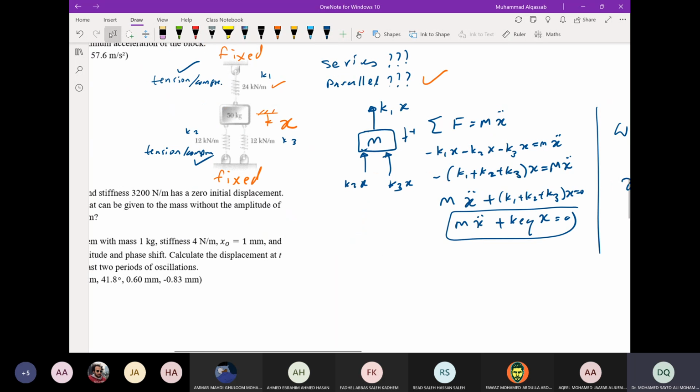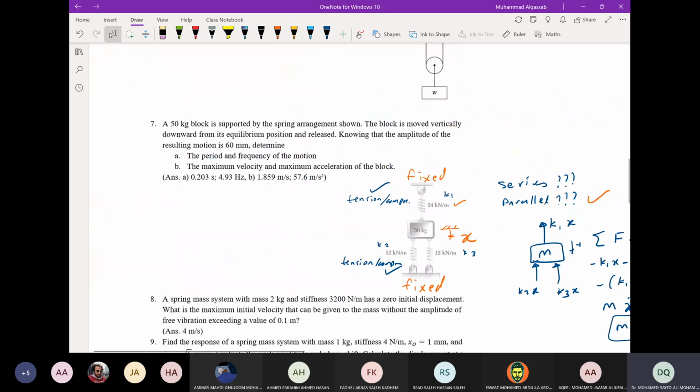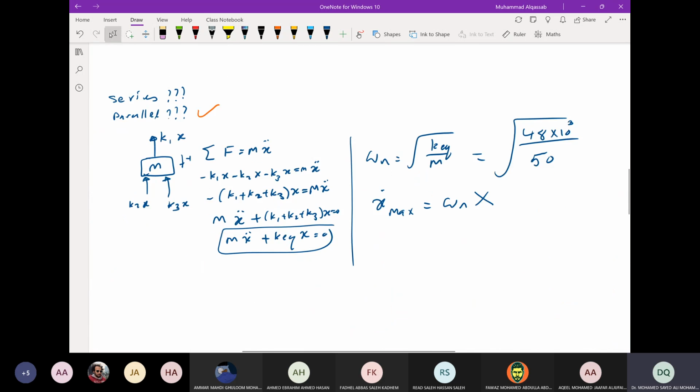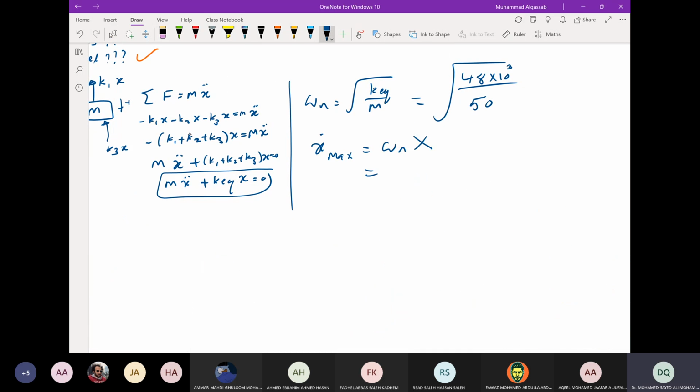How much is x? We called it before A. Knowing that the amplitude of the resulting motion is 60 millimeters, it is given. So X is the amplitude A, and I mean by capital X the amplitude. You substitute here 60 millimeters multiplied by omega n. And the maximum acceleration, x double dot maximum, is omega n squared times A.